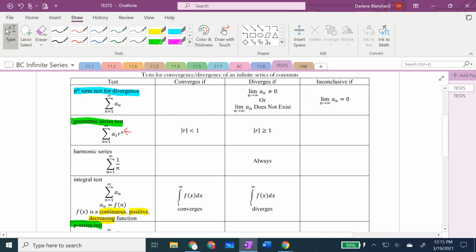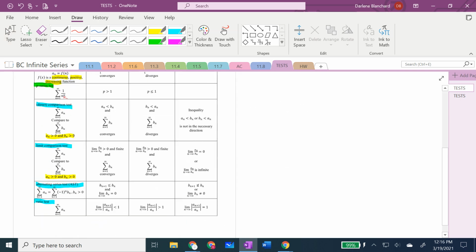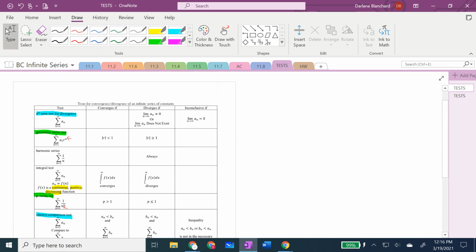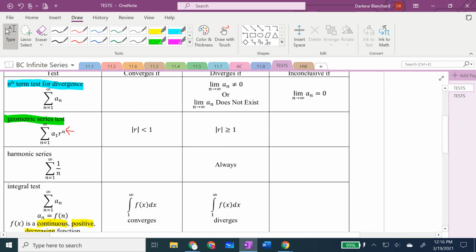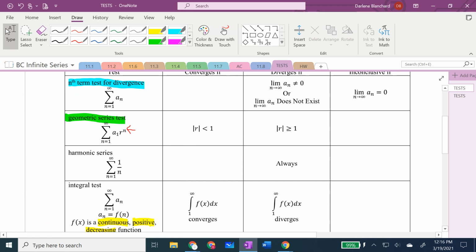The only thing left, if you look at the fact that I've highlighted everything that you're expected to know on the AP exam, is, I should extra highlight, harmonic series, we talked about it. Integral test, last resort.